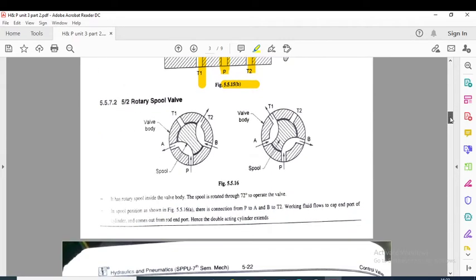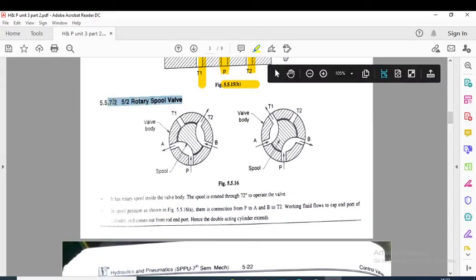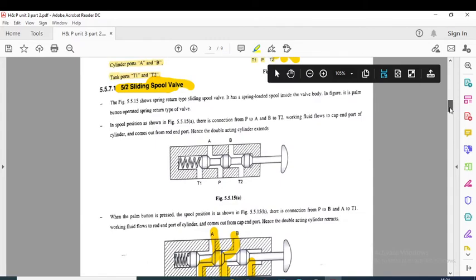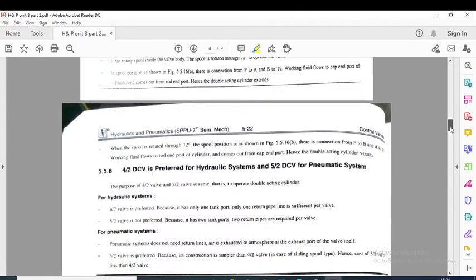Similarly, we have this in the form of a rotary spool also. We already saw this rotary spool valve where the same function can be performed: P is connected to A, tank port T1 remains closed, and port B is connected to port T. In the next position, port P is connected to port B, port A is connected to tank port T1, and tank port T2 remains closed here. So this is the rotary spool type, and this is the sliding spool type 5/2 direction control valve.